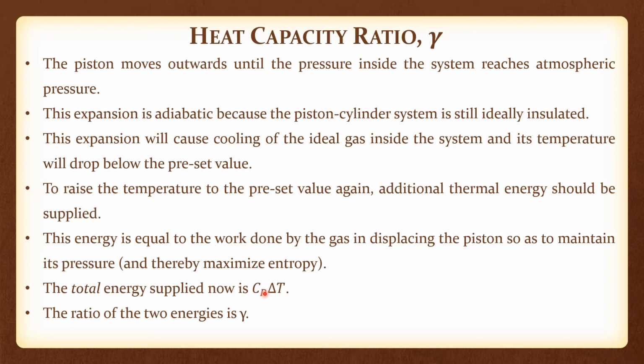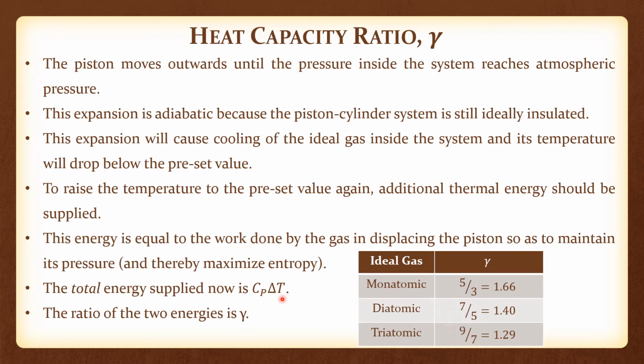Okay, so the difference therefore you can see is Cp minus Cv is going to be R, because P delta V is R delta T, right? And the ratio of these two energies is gamma. So one is Cp delta T, the other is Cv delta T. The ratio of these two energies is gamma, the heat capacity ratio. So for an ideal gas, you get gamma as (F plus 2) by F, that is 5 by 3, 1.66. For a diatomic gas, it's 1.4. And for a triatomic gas, it is roughly 1.29.